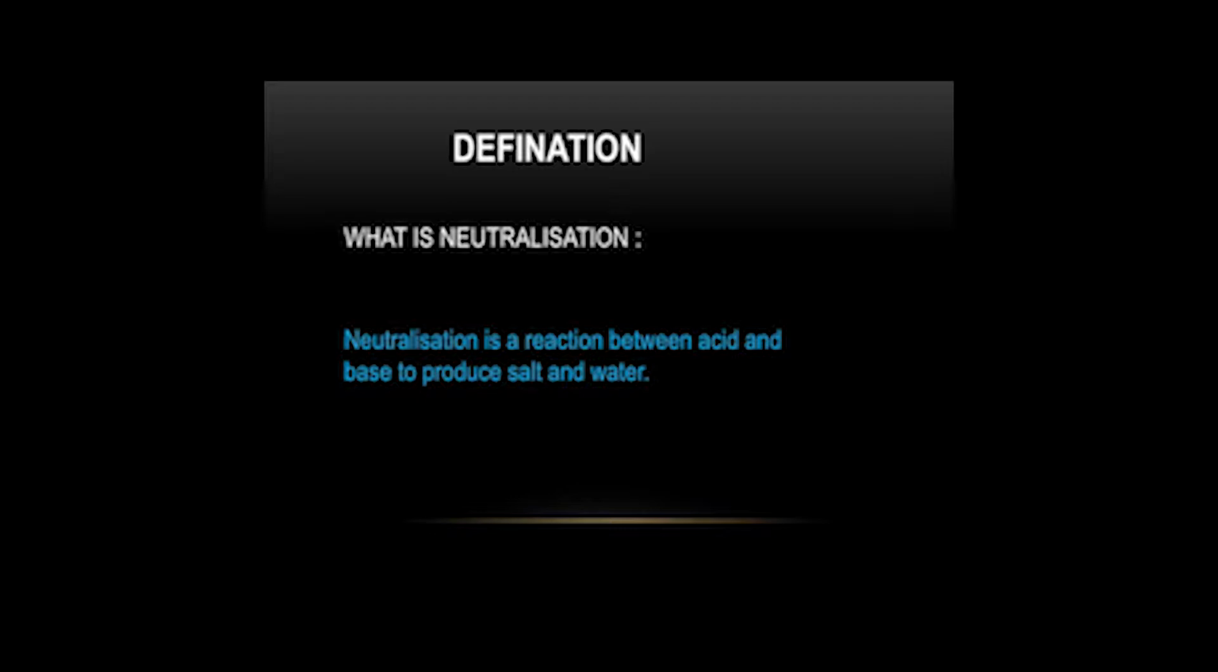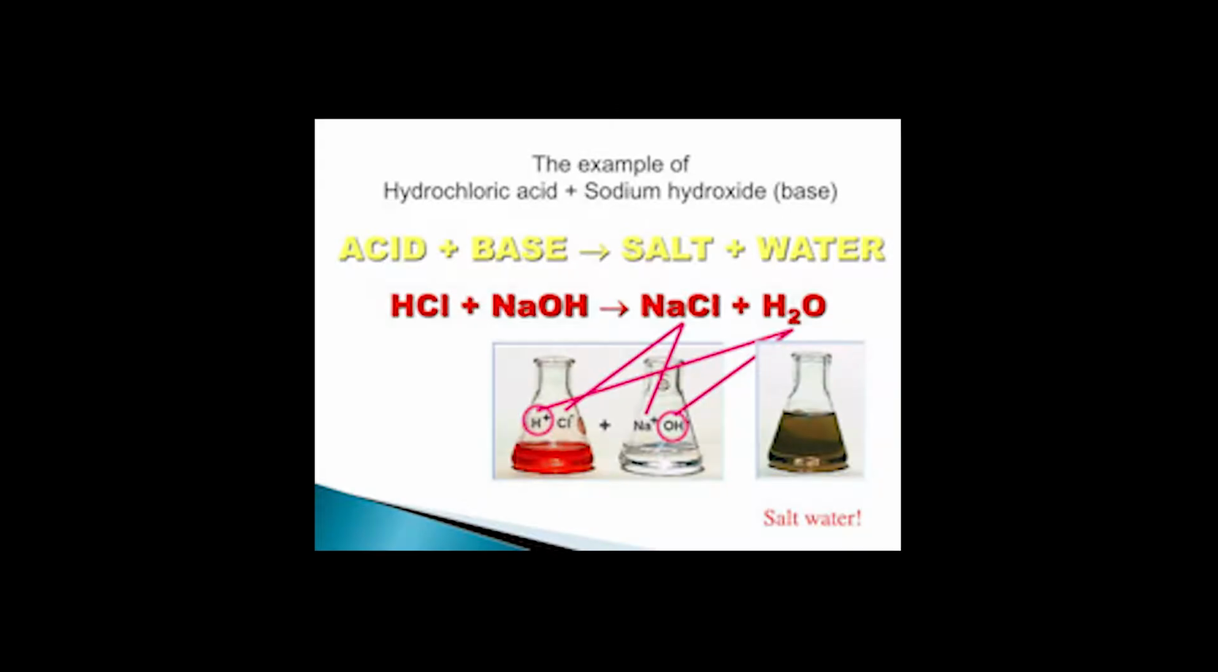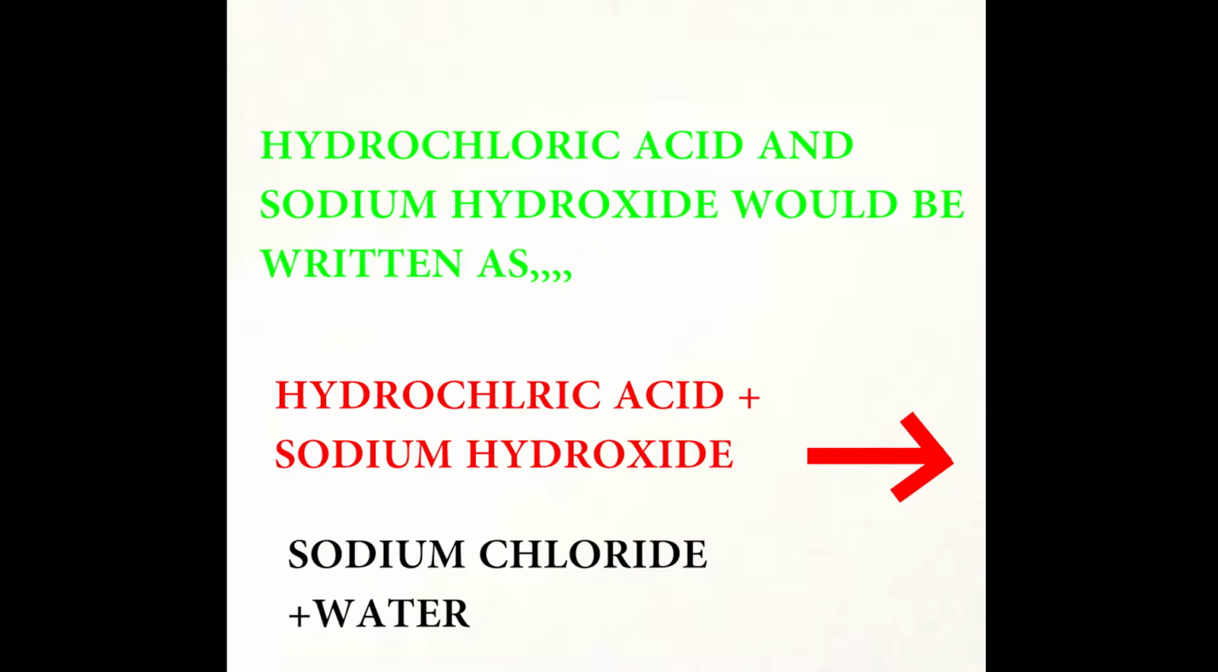This is the case as when an acid and a base react with each other, the products are water, salts, and rarely gas. These are all neutral. An example of a common neutralization reaction is that between hydrochloric acid and sodium hydroxide, which when written in an equation looks like hydrochloric acid plus sodium hydroxide turns into sodium chloride plus water.